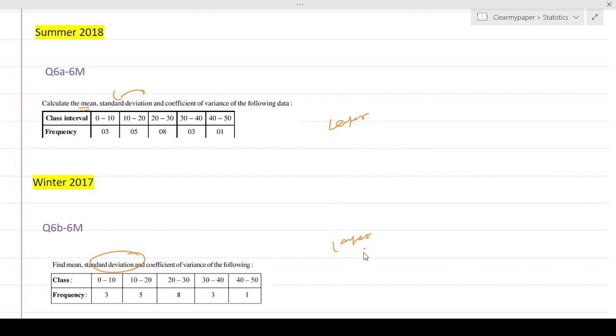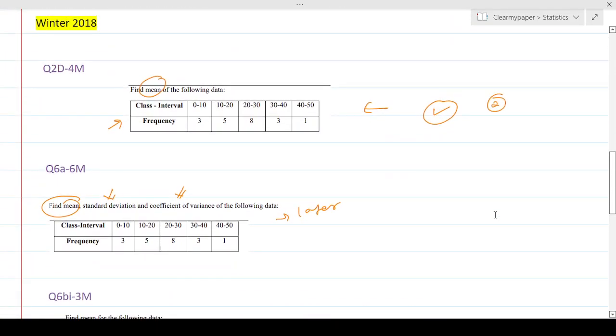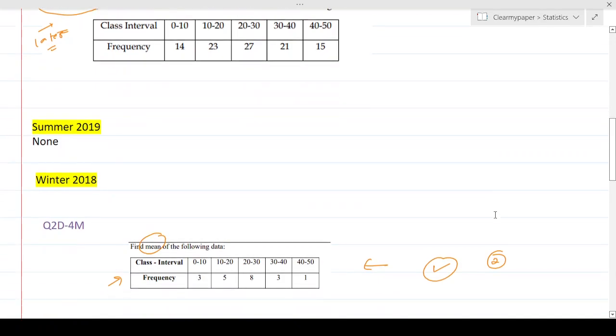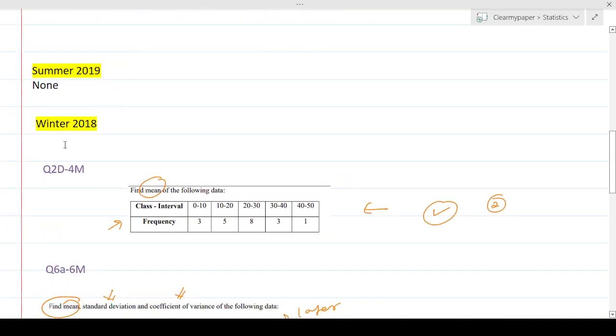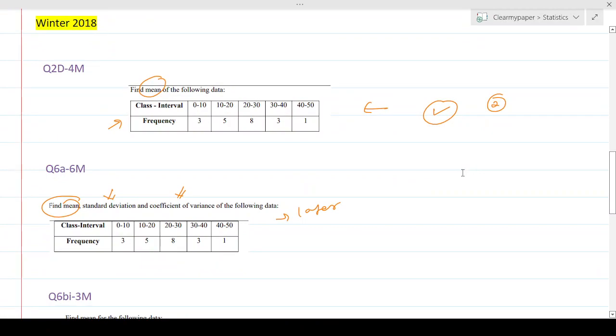Okay. And the funny part is, if you see these problems, let me talk about the funny part over here. Let's take the winter 2018 problem. If you see this problem, there are 3 questions in the same paper that are in the context of calculating the mean. So this is the first one, okay? And again, they're asking to find the mean in the second one, but the question is still the same. Both are the same question in terms of numbers. So it's a funny part, and it's in the same paper.